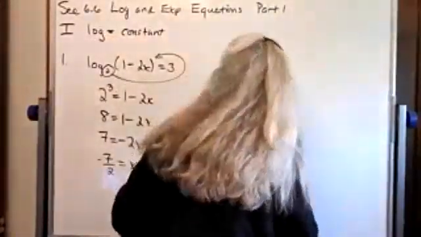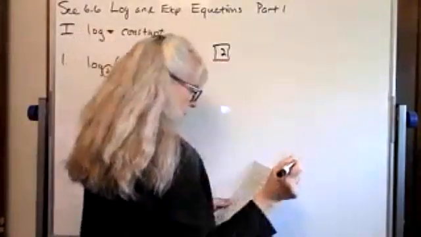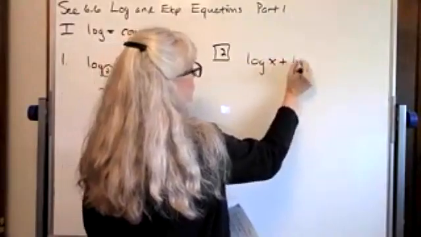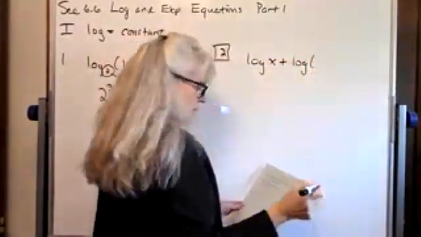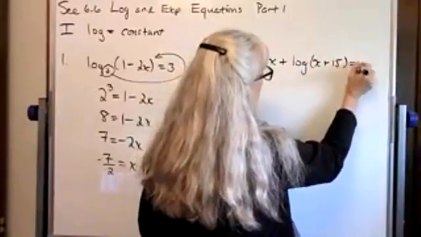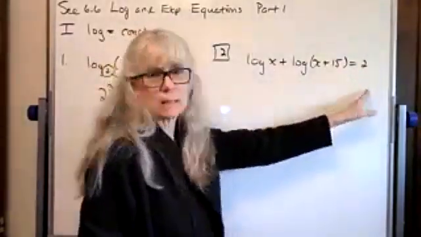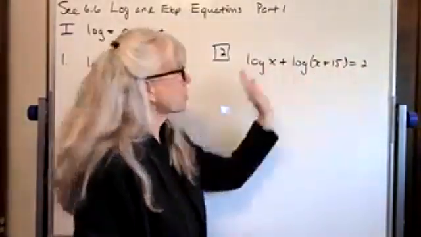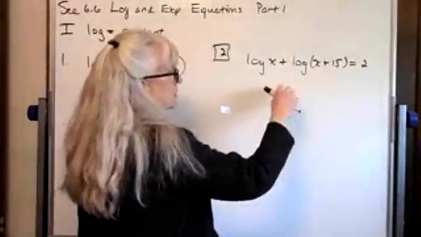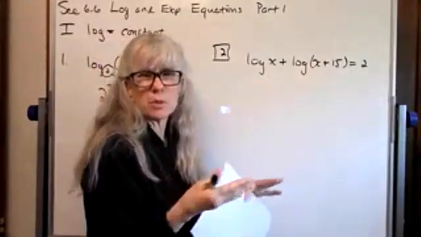Okay, in example 2, we have log x plus log of the quantity x plus 15. And that's equal to 2. So again, I see a log term, and then a constant. So it's the fact that I have a single term without the word log on it that makes it this type. This time we do have the logs on the same side, but they're in 2 different expressions or terms. So we need to combine them into a single term.